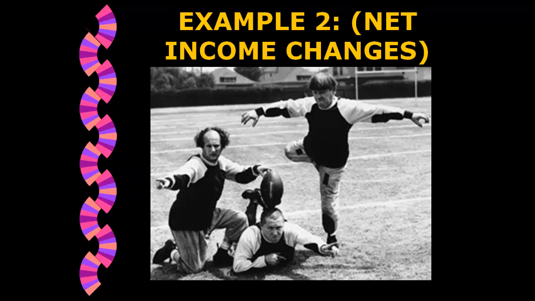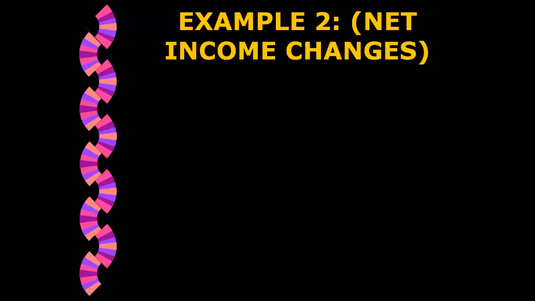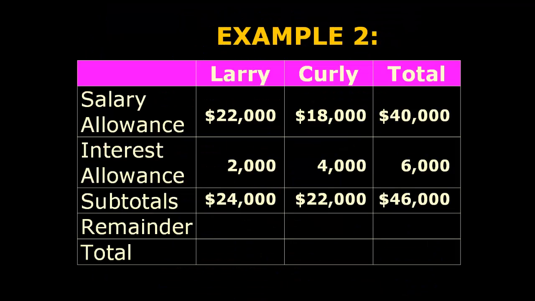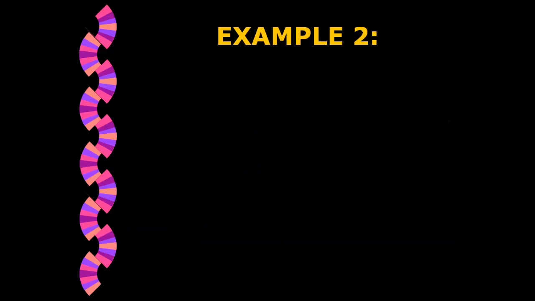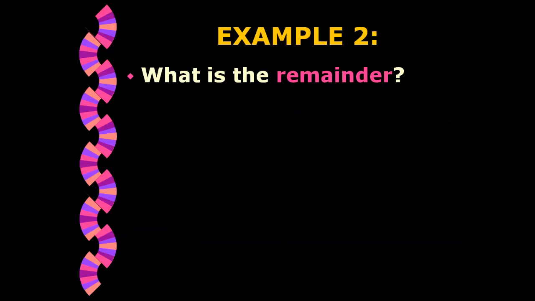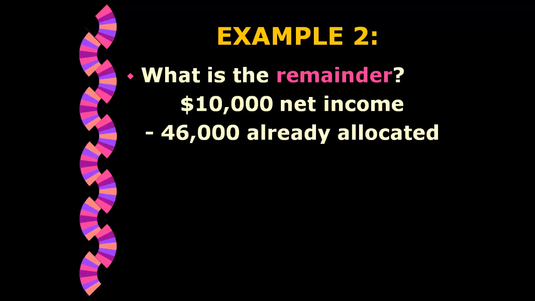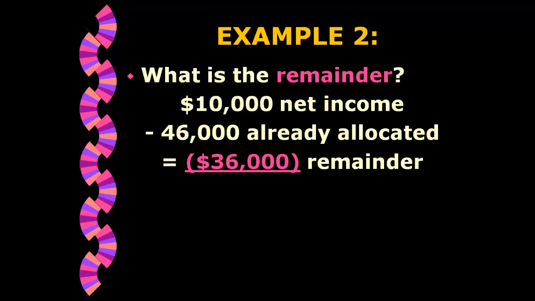Let's do a second example. Only one thing will change in my second example. Instead of having a net income of $80,000, we now will have a net income of $10,000. Everything else remains the same. The first 3 lines on my chart will not be changed. They're exactly the same. What will change, though, is my remainder. I have a net income of $10,000 to allocate. I've already allocated $46,000, which says my remainder to allocate then will be a negative $36,000.